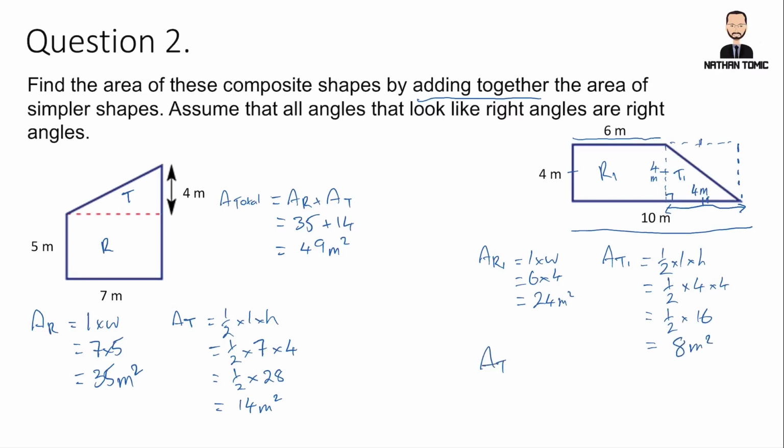And we'll say area T for total now, because we called the other one T1, is equal to area of R1 plus the area of T1, which of course is now equal to 24 plus 8, which is equal to 32 meters squared, not forgetting a unit. So again, we've done those with an additive process by looking at what the simpler shapes were, working out their individual areas, and then adding them together.